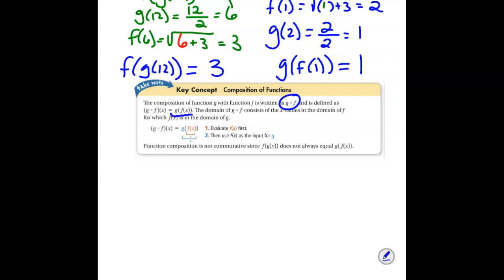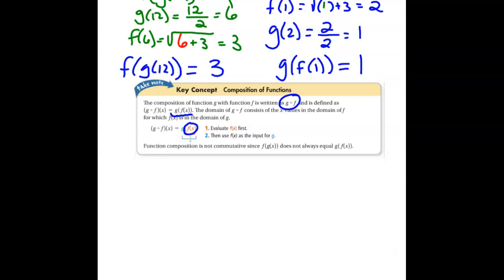The domain of our composition consists of the x values in the domain of f, for which f of x is then in the domain of g. Okay? So we're going to evaluate f of x first, then use that as our input to g. And that's what we've been doing on these first 4 examples. But we can also do this where we have just an equation or an expression to substitute in as well.